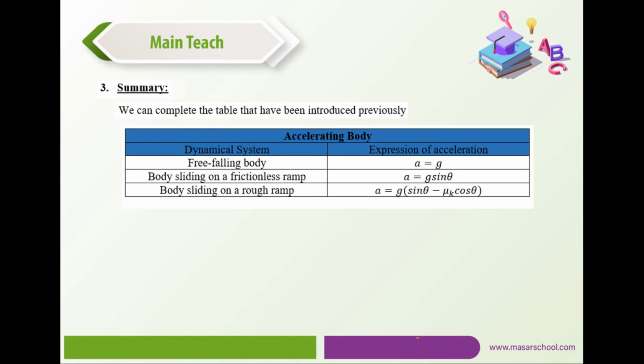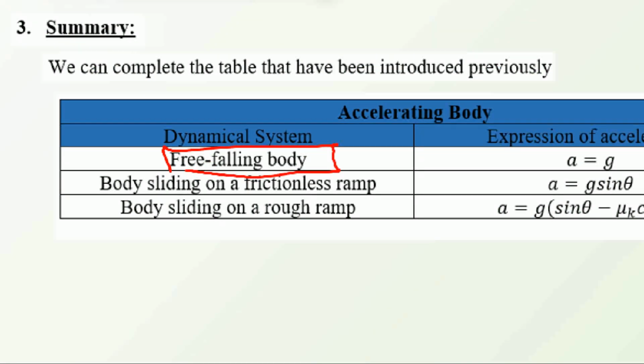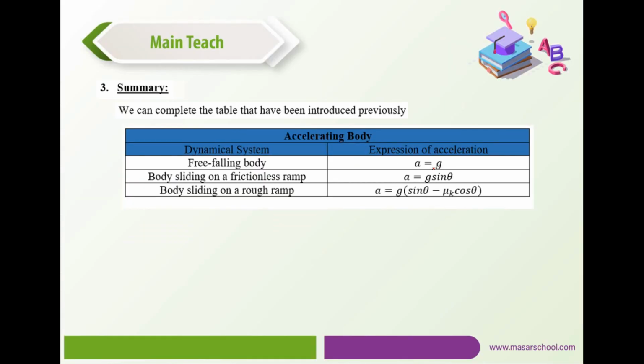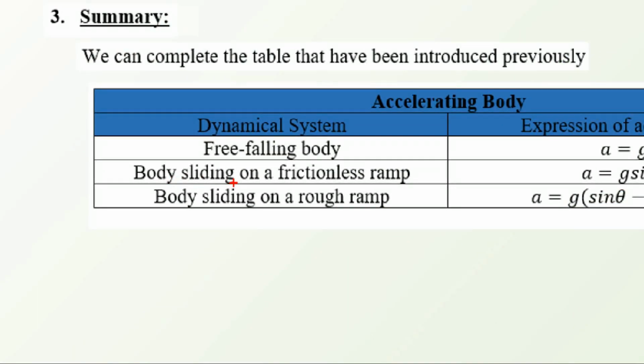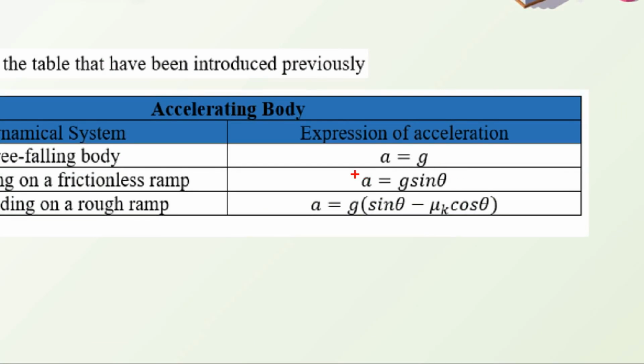Now it's healthy to refer to the previous summary and complete it. Therefore, in the section 3 summary, we can complete the table that was introduced previously. For an accelerating body, we refer to two different columns given by the dynamical system and the expression of the acceleration. For a free falling body with no resistance, the acceleration will be given by the gravitational field strength G. If the body is sliding on a frictionless ramp, then G would be modified into G sine theta.